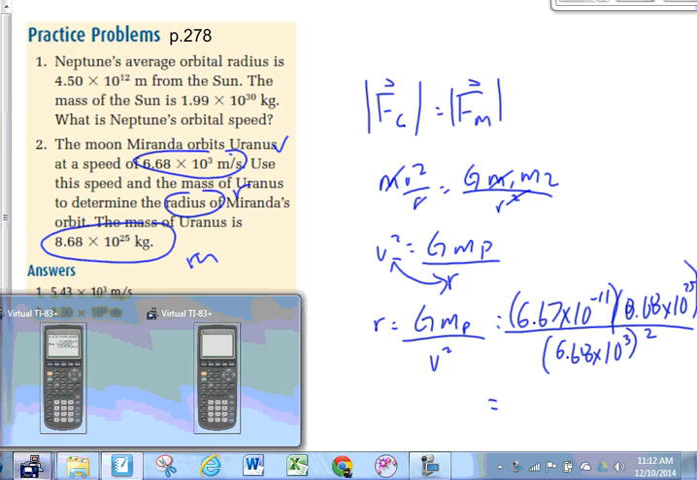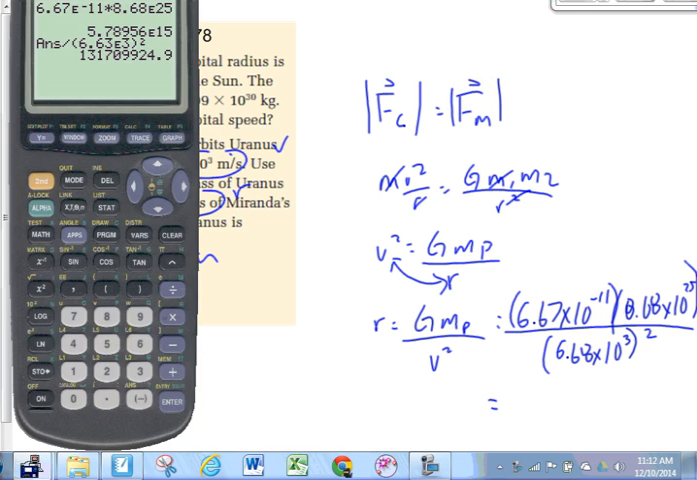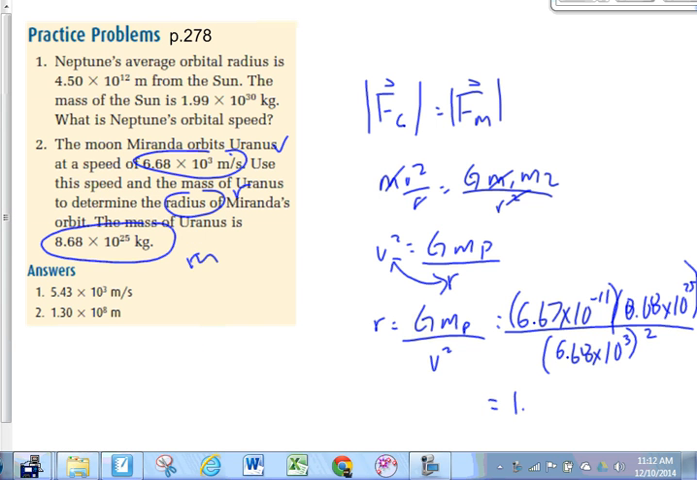Oh, is that right? Okay, so it is 1.30 because I made that number wrong. It's 6.68 as opposed to 6.63. So that's going to change my answer ever so slightly, right? To 1.30 times 10 to the 8 meters. Bart, is that okay? It's a big distance, eh? 10 to the 8 meters. 130 million meters. Yeah. Yep.